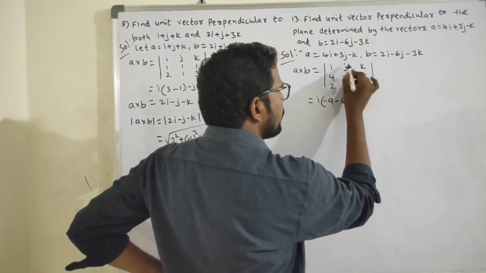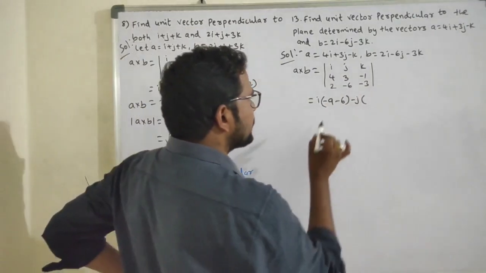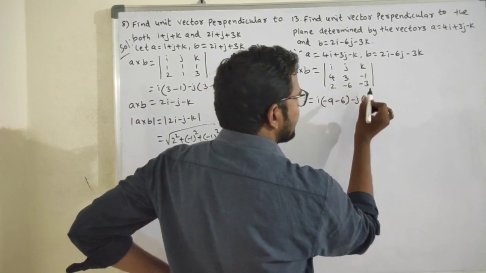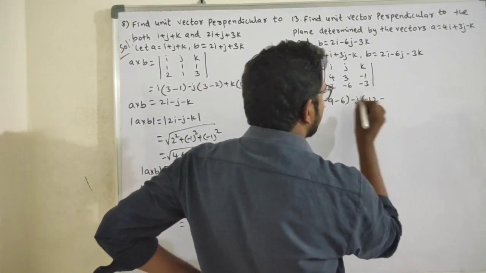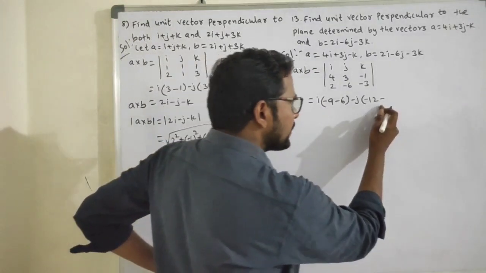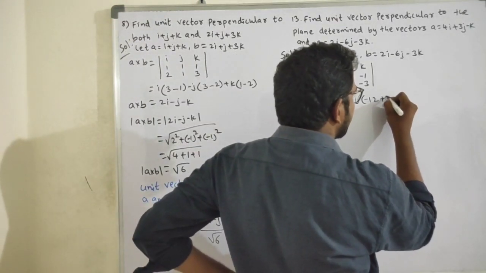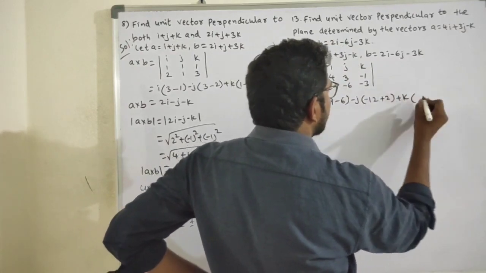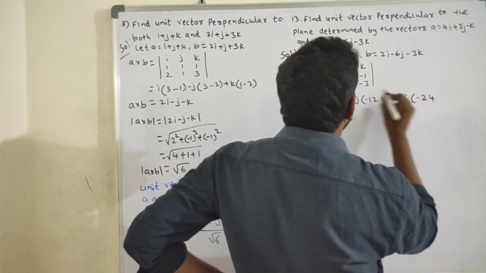Minus j. J lies in the first row, second column. What are the remaining elements? 4, minus 1, 2, minus 3. So 4 into minus 3 is minus 12, minus 2 into minus 1 is plus 2, minus 12 plus 2 is minus 10. We already have a minus, so minus into minus becomes plus 10. Plus k into 4 into minus 6 is minus 24, minus 2 into 3 is 6.